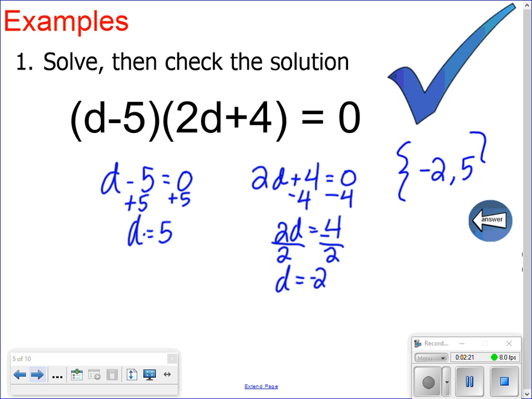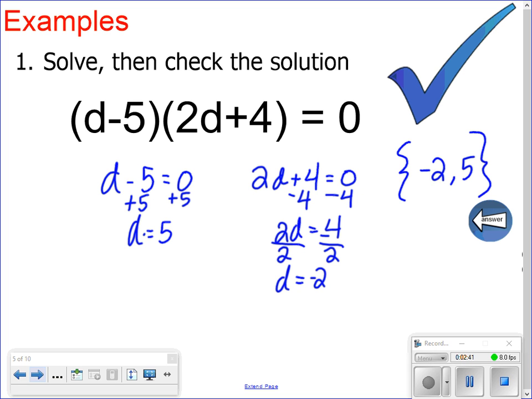When we're representing our solution, we write it in set notation. So in braces, we'll write it in ascending order, from least to greatest, and it'll be negative 2, 5. Okay, so we want to check this. We want to make sure that our solution is actually the correct solution.